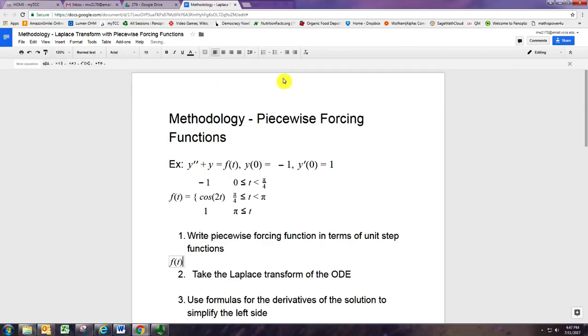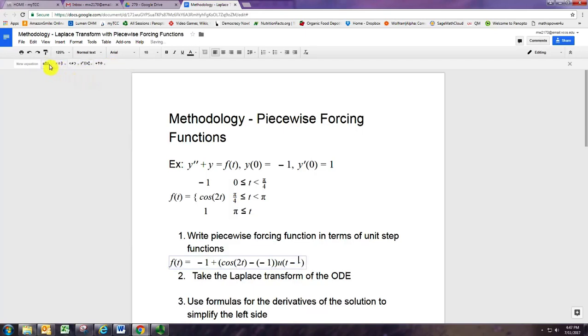So we can think of f of t as being negative 1 plus cosine of 2t minus negative 1 times the unit step function that starts at pi over 4. Always think of these unit step functions as switches, and they turn on once you hit that point. Before t gets to pi over 4, this isn't here. You just have the negative 1. Once you get to pi over 4, this turns on, and that negative 1 and that positive 1 cancel out, and you're just left with cosine of 2t. So it does agree with that.